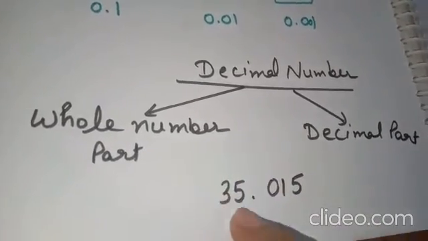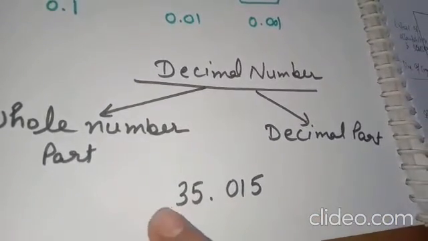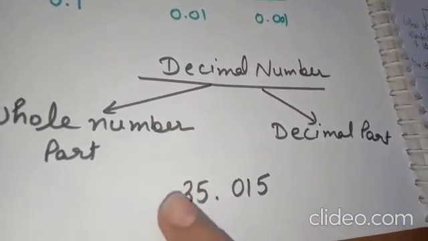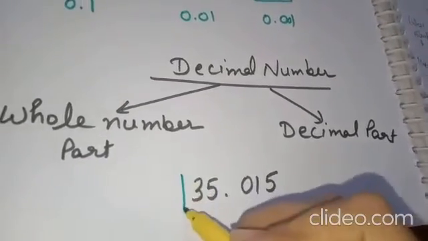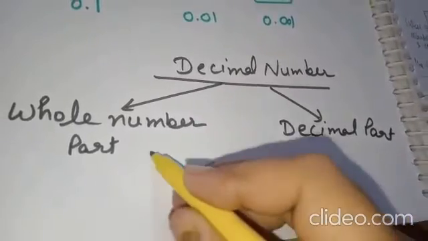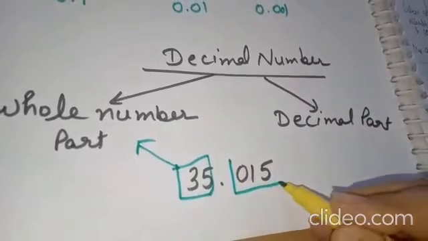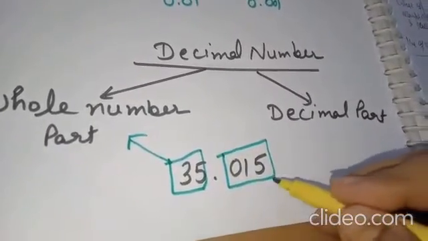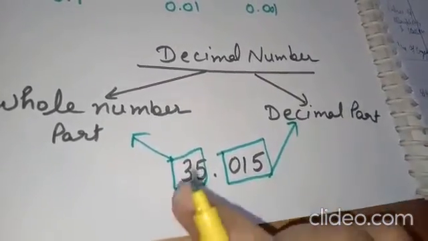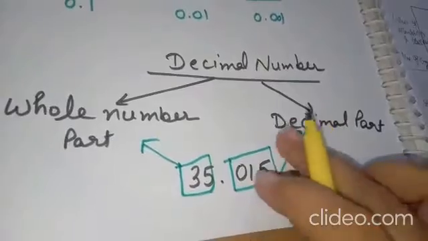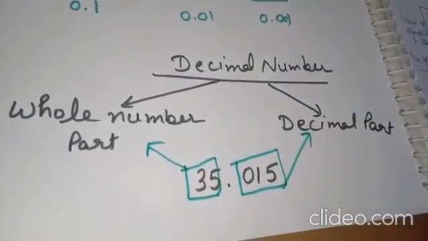35.015. Now in this number, which is the whole number part and which is the decimal part? The numbers which appear before the decimal point are called the whole number part, and the numbers which appear after the decimal point are called the decimal part. So a complete decimal number can be divided into two parts: whole number part and decimal part.